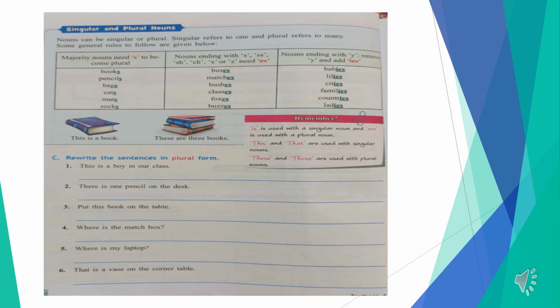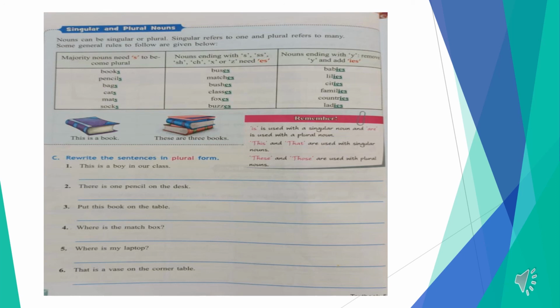Next, we are having nouns ending with s, double s, sh, ch, x or z. It needs es to make these words plural. Like buses, that word is ending on s, so there will come es. Matches, that word is ending on ch, so there will come es. So the next rule is nouns ending with y, remove y and add ies. You can say babies, b-a-b-y is a singular word, and b-a-b-i-e-s, babies, is a plural word.